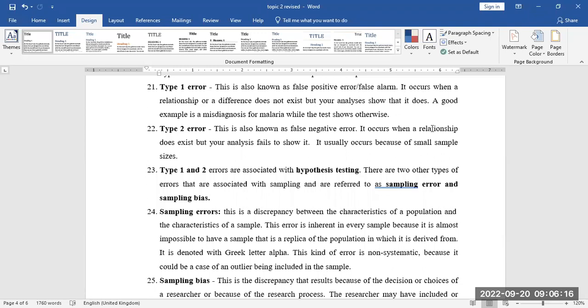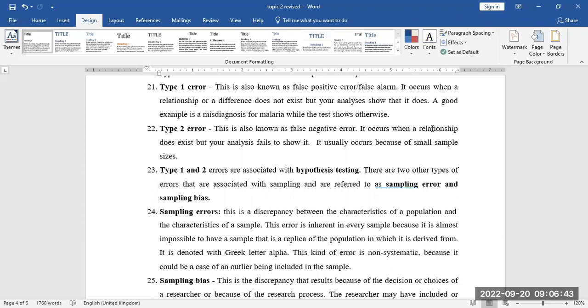A good example is a misleading diagnosis for malaria. Umepewa dawa za malaria, or when you go to the hospital, they find that you have malaria, while the test shows otherwise. The test shows that you don't have malaria. But when you look at you, we see that you have malaria, but the test shows that you don't have malaria.